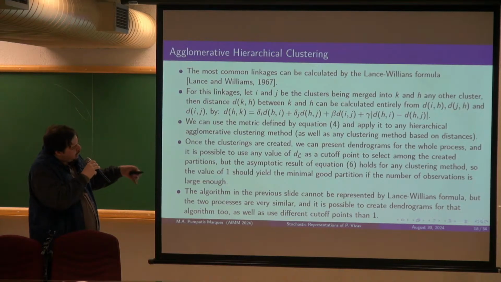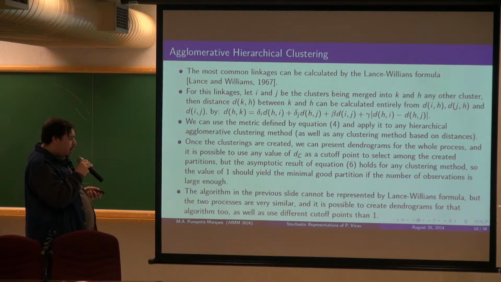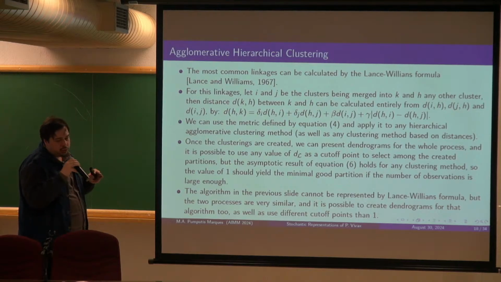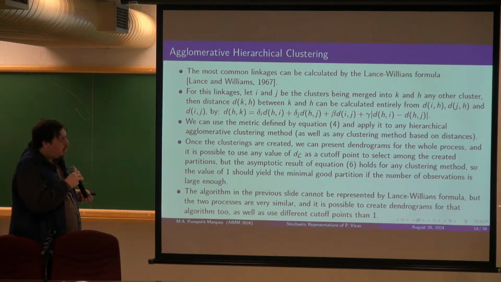Even though algorithm 2 cannot be represented by the Lance-Williams formula, it can be thought of as a linkage. And so we can do what we usually do in cluster analysis, which is to create a dendrogram and use cutoff points in the dendrogram to find a partition. So even though we originally are using 1, we can use any value, right? That's going to give us a partition.